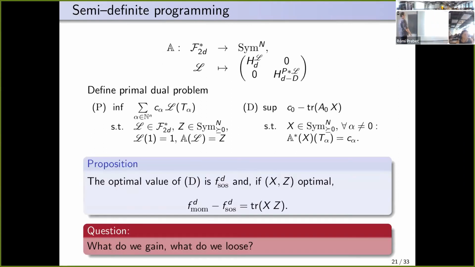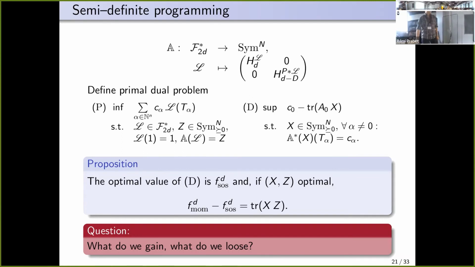Okay. And then you write it down as a semi-definite program. So the left-hand side is still the moment relaxation over the cone of the functionals on the space of degree at most 2D. The dual cone of this is 0. The dual formulation is over the cone of symmetric semi-definite matrices, which is self-dual. And then it's a technicality to show that the optimal value of this one right here equals the sum of squares relaxation, and that the duality gap is given by the trace of the optimal matrices for the primal and dual formulation.